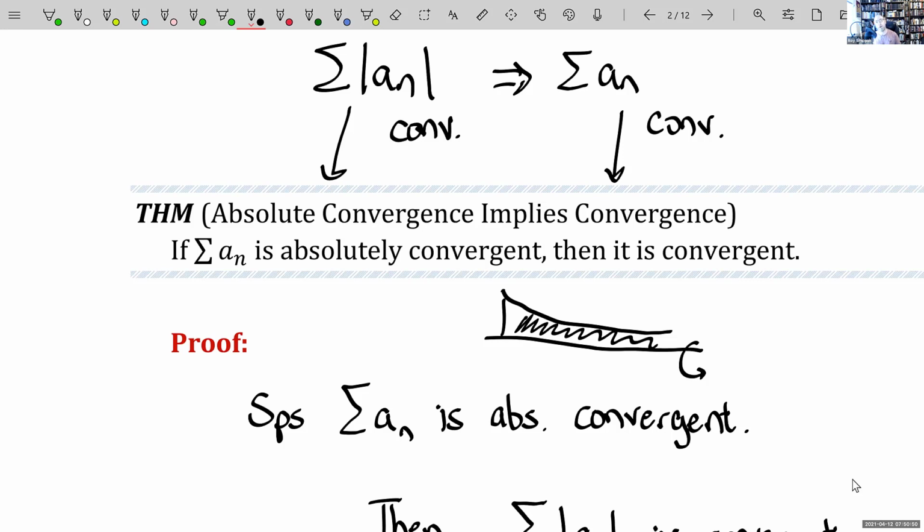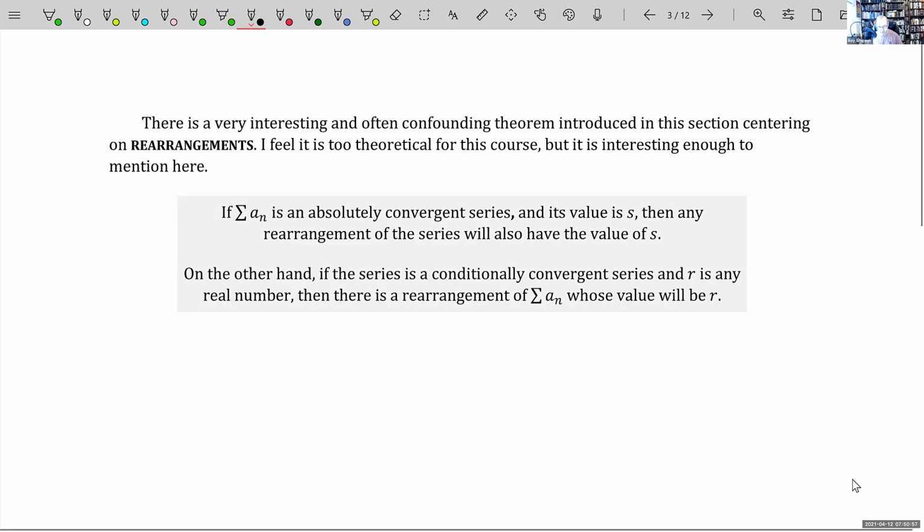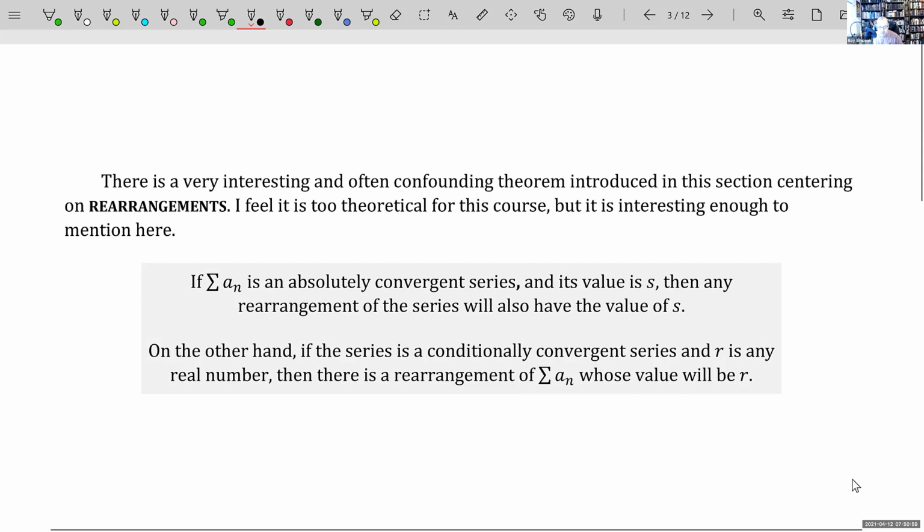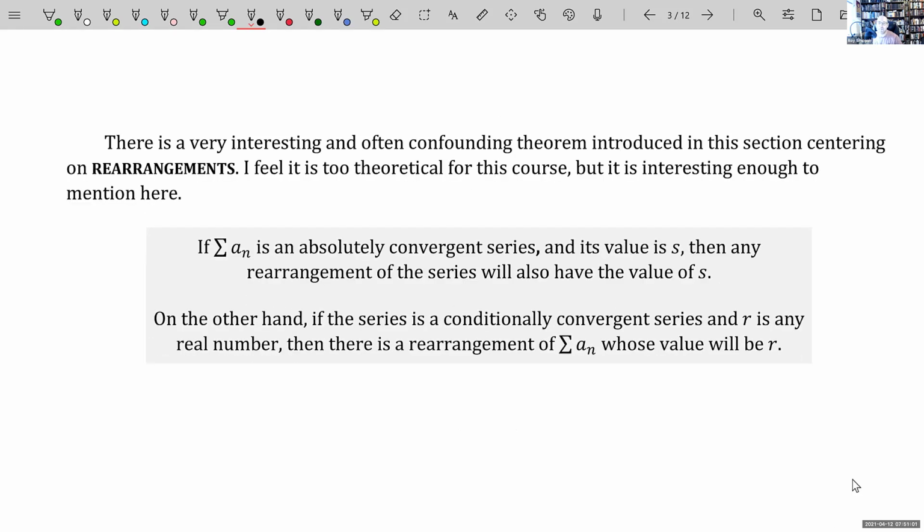Well, what we're about to see is also incredibly interesting. I've written it out in language so that it's a little bit easier to understand. So there's a very interesting and often confounding theorem introduced in this section. And actually, it's not really a theorem the author spends any time on.